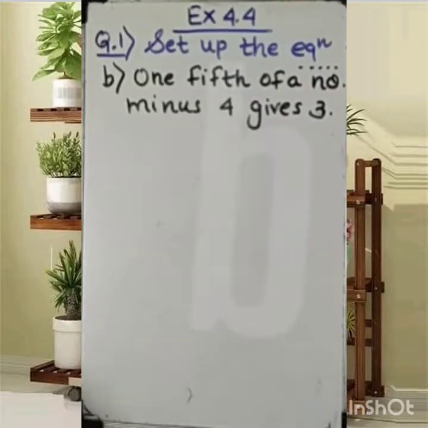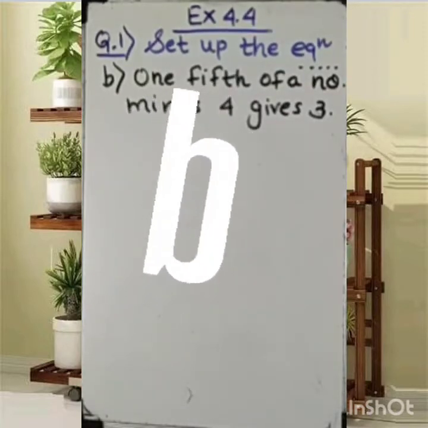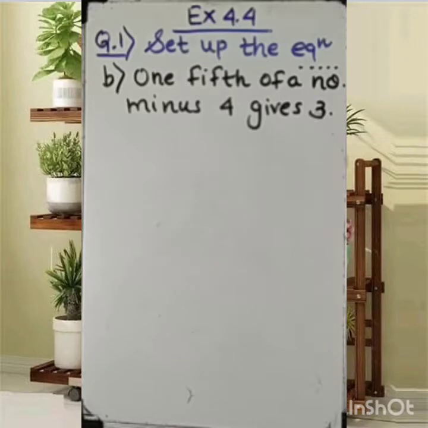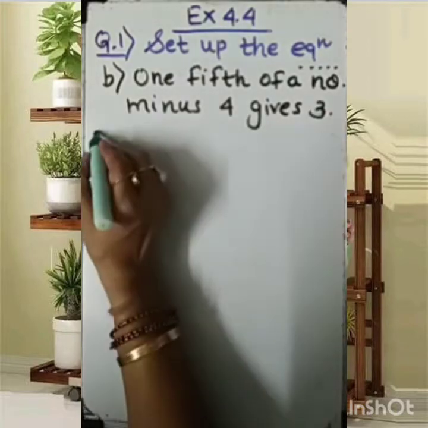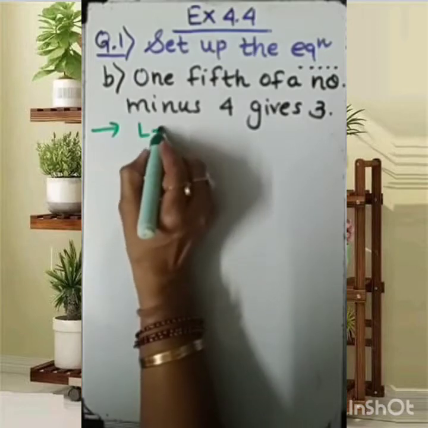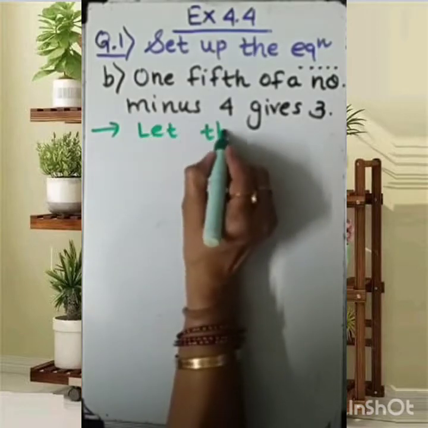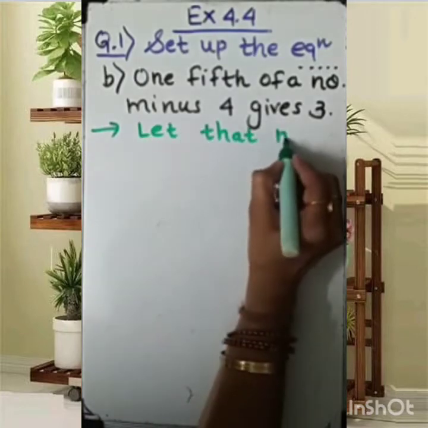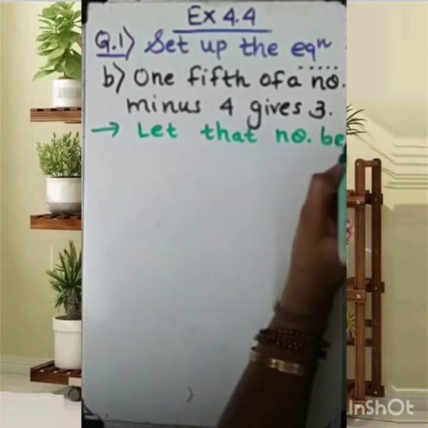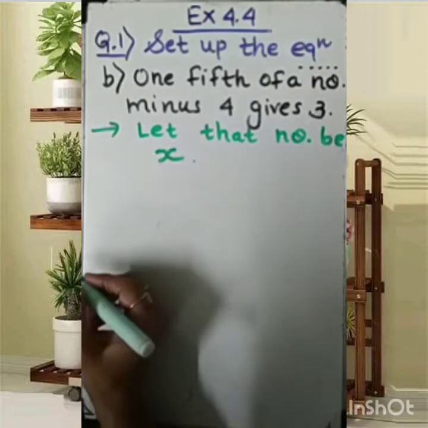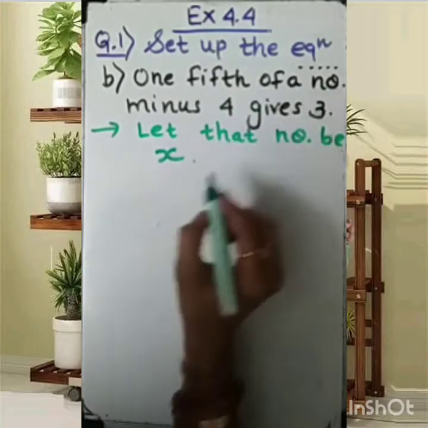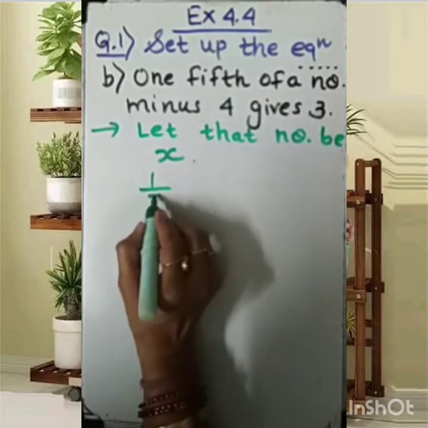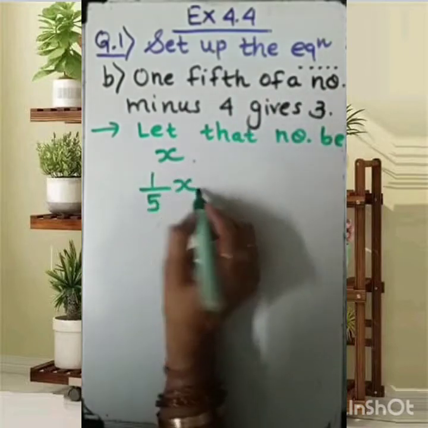So my dear students, the B part is on your screen. 1/5 of a number minus 4 gives 3. Very simple. As usual, we do not know the number, so we need to assume, let that number be x. 1/5 of a number means 1/5 of x.